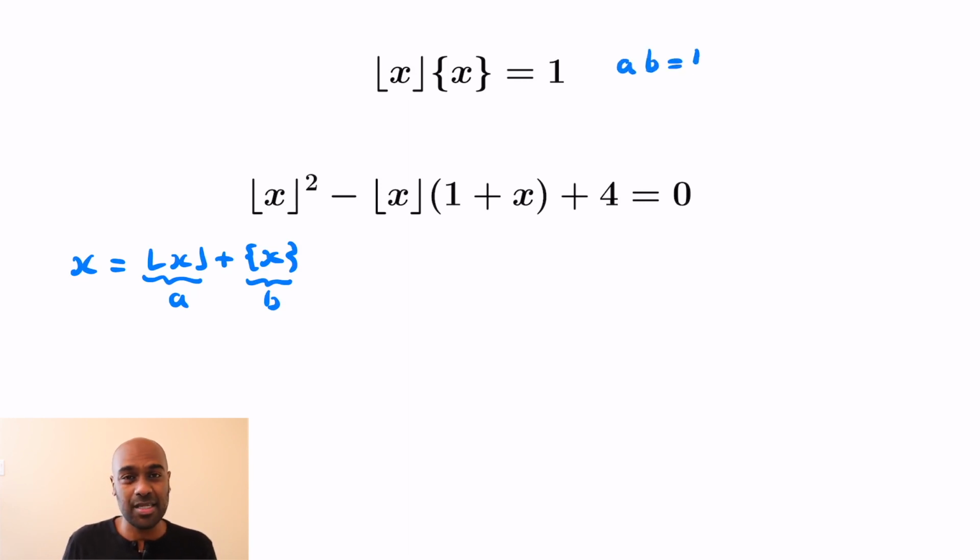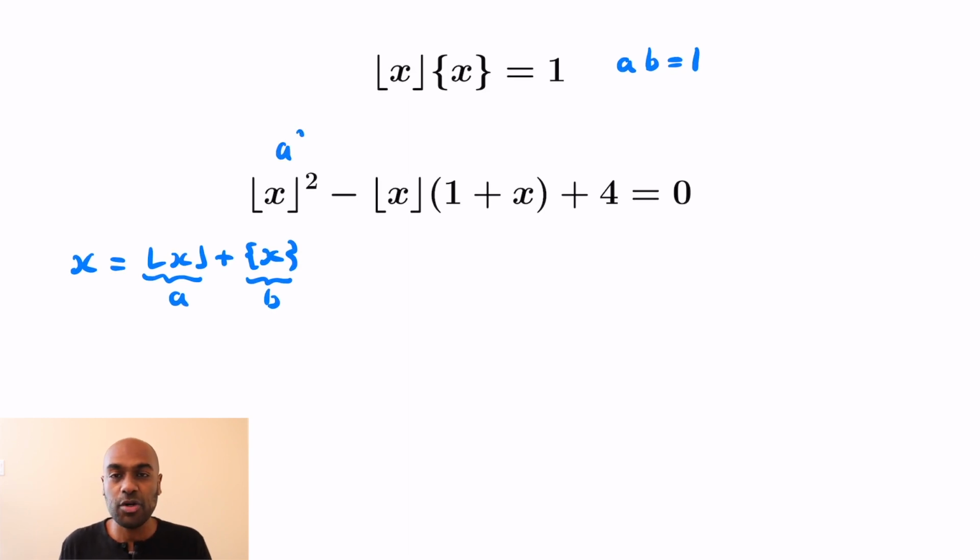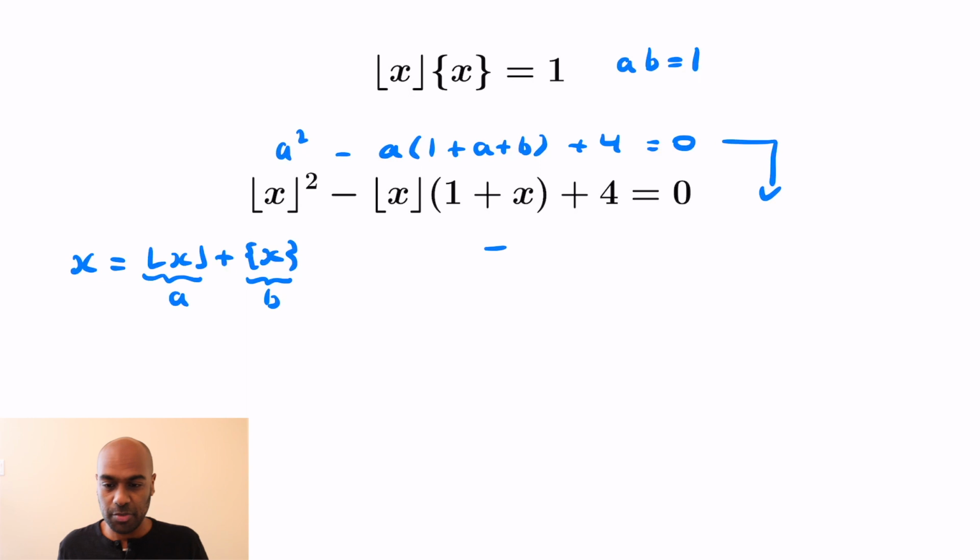So the floor of x, let's let that be a, and the fractional part be b. Then the first equation tells us that ab is 1. Okay, and the second equation tells us that a squared minus a times 1 plus, and now here's the key, x can be expressed in terms of a and b, it's a plus b, plus 4 is 0. And so now we have a system of two equations and two variables that we can hope to solve. And that'll give us the floor of x and the fractional part of x.